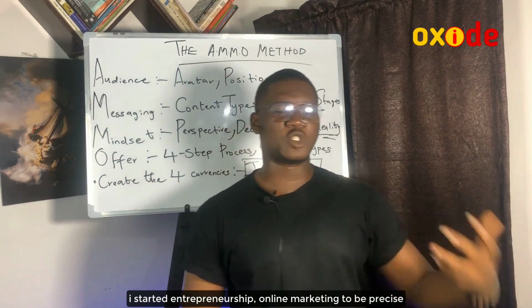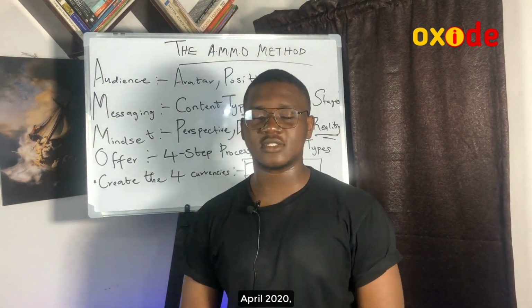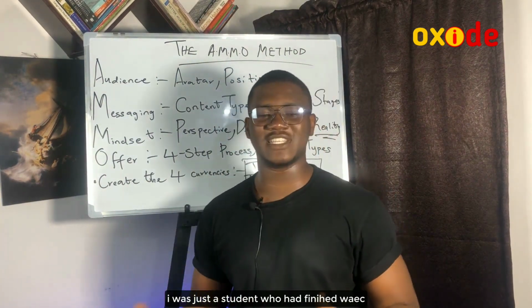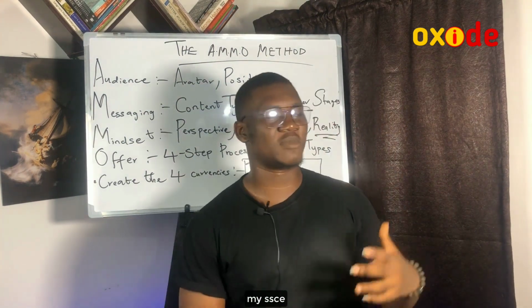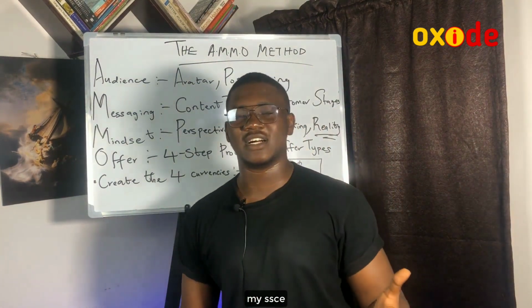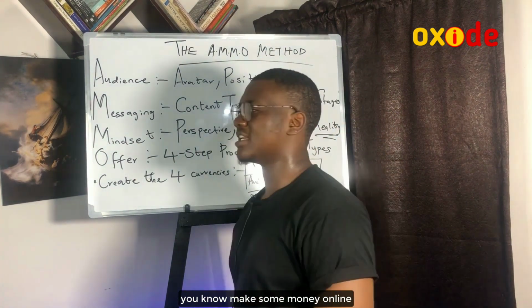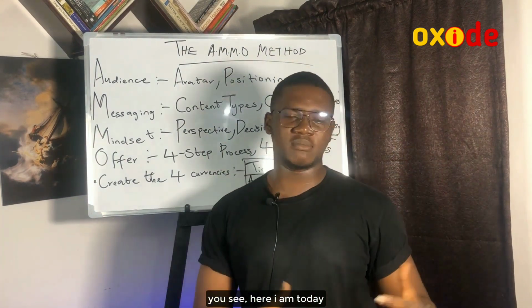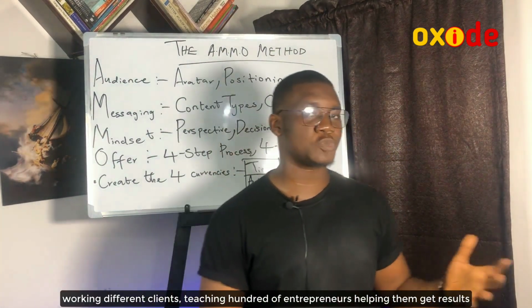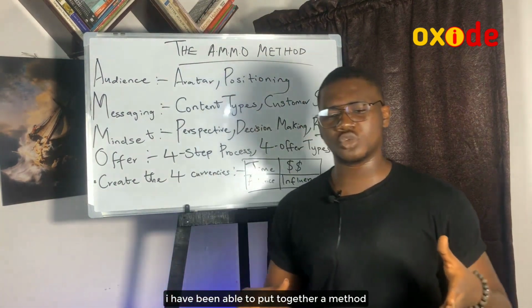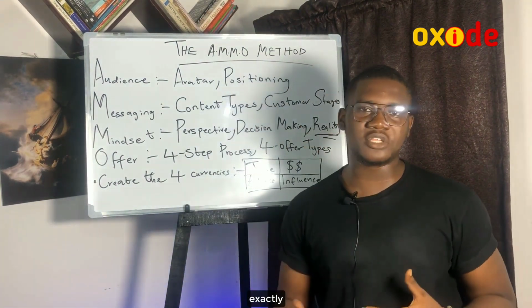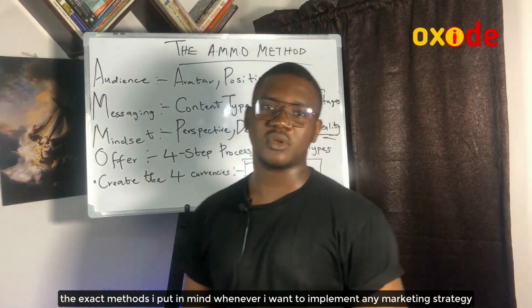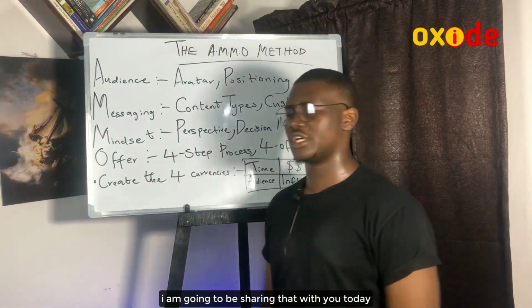I started entrepreneurship, online marketing to be precise, in April 2020. I was just a student who had finished my WAEC and wanted to make some money online. So I started entrepreneurship, and here I am today. But over time, working with different clients and teaching hundreds of entrepreneurs, helping them get results, I've been able to put together a method. That means the way I do things, the exact things I put in mind whenever I want to implement any marketing strategy. I'm going to be sharing that with you today.